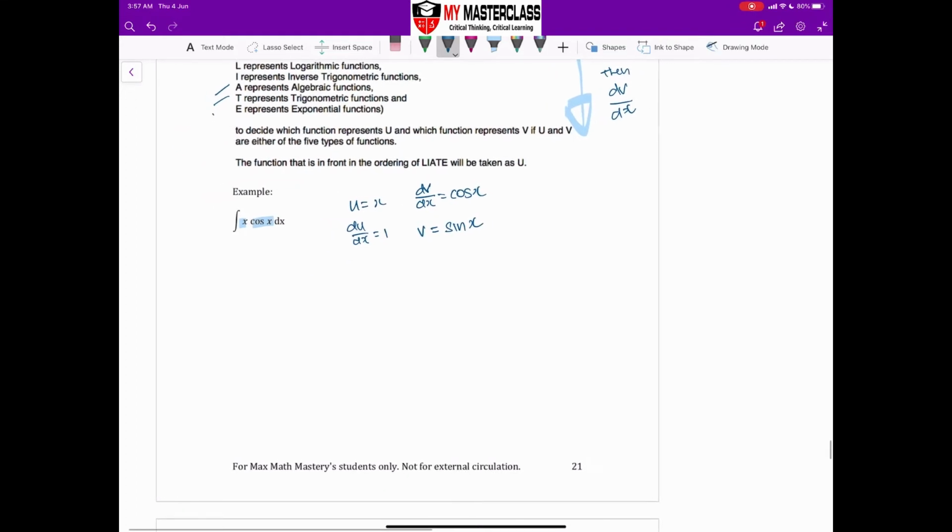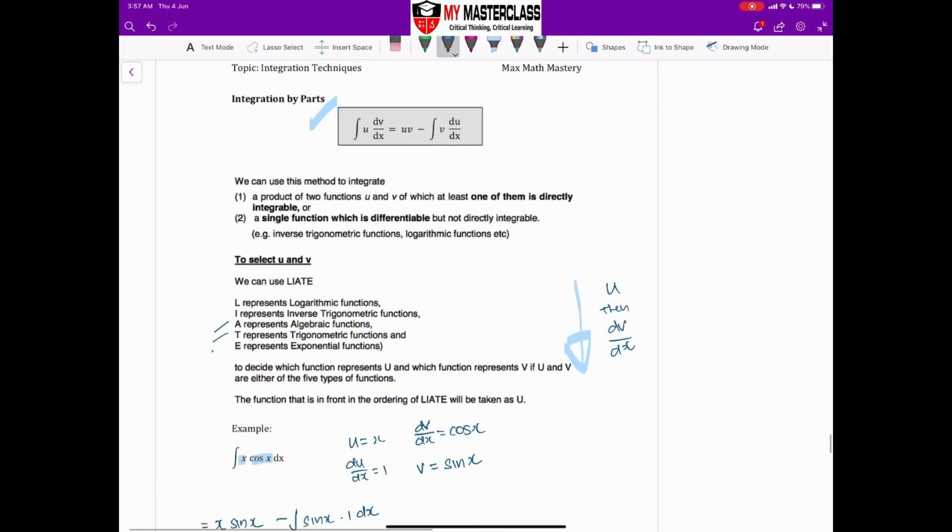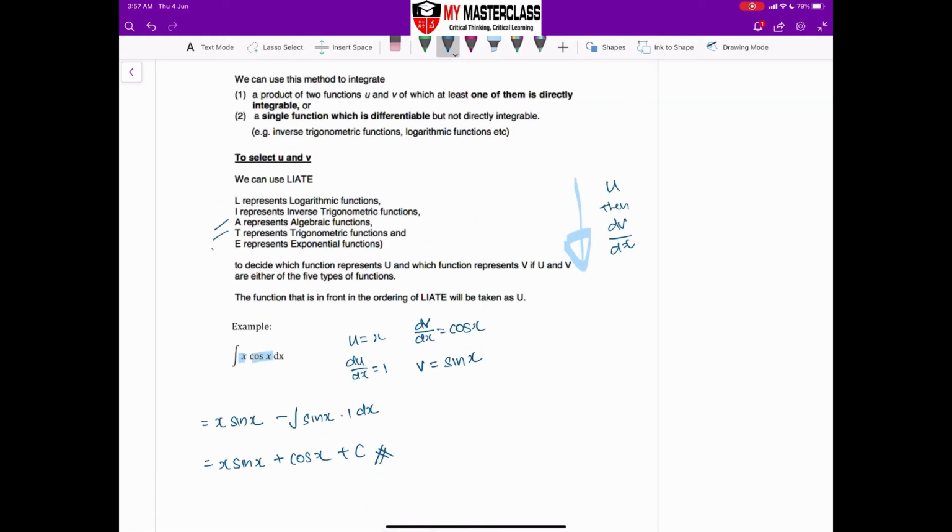So how the formula works is very simple. uv, so it's x sine x, minus the integral of v du/dx, so it's sine x times 1. x sine x remains. The integral of sine x is equal to minus cosine x, so it will be plus cosine x plus c. This is my formula over here. Same thing, the formula requires you to differentiate the u and integrate the dv/dx.